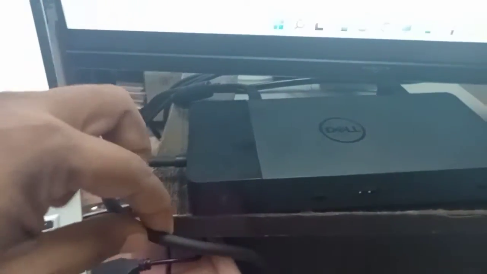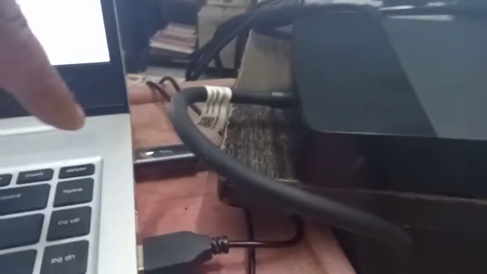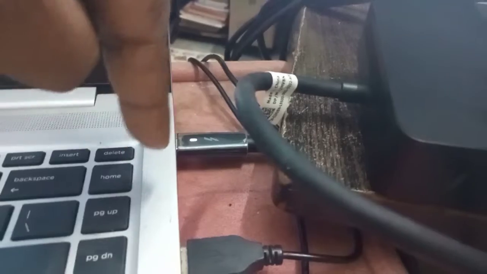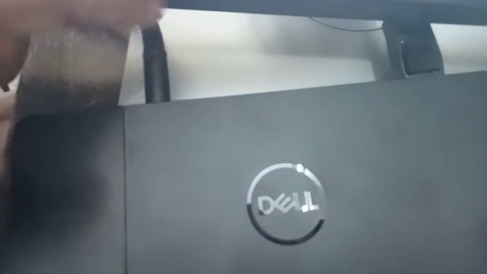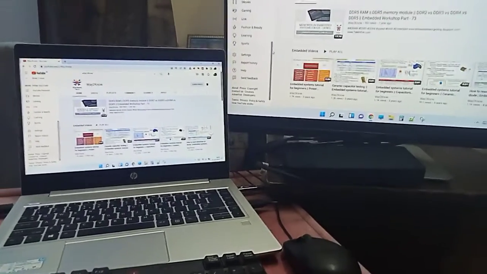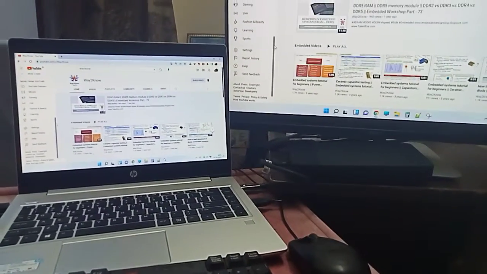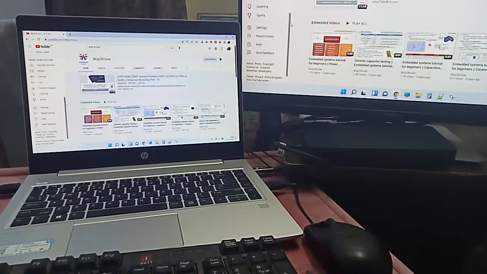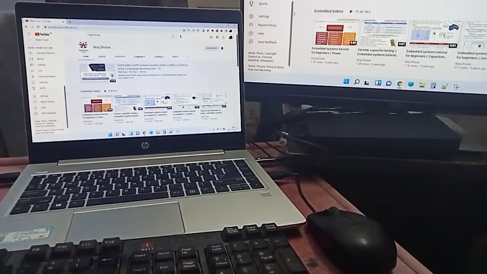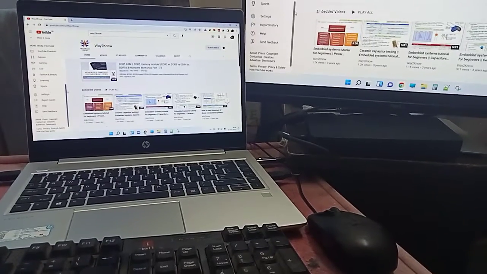And you can see here, this is the USB cable that is coming out. USB-C is plugged into the USB-C port of the HP ProBook, and then this is the power to the docking station, and then this is the DP cable here. So you can see both the screens are working properly. So it's not just with the Dell models, it can also work with the HP model as well with this Dell docking station.